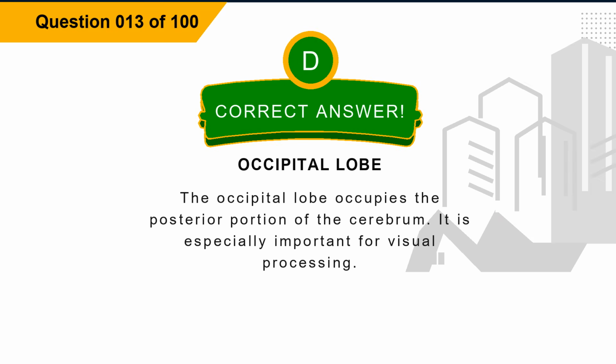Explanation. The occipital lobe occupies the posterior portion of the cerebrum. It is especially important for visual processing.